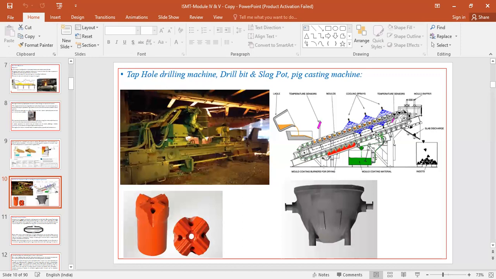And in the reverse direction, here you can see mold coating is done so that a non-sticky behavior can be achieved. In this way, the excess liquid hot metal generated in the blast furnace area can be converted into solid form, and you can preserve that for further usage.